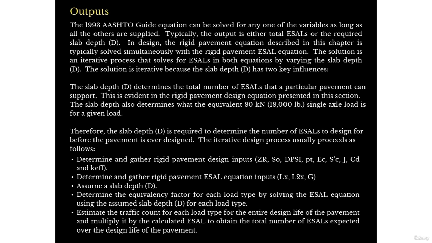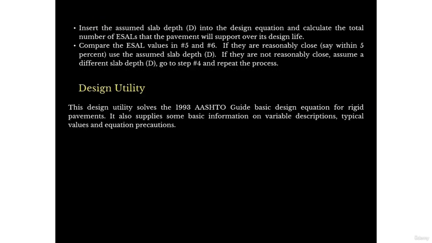You determine the equivalency factor for each load type by solving the ESAL equation using the assumed slab depth D. Then you estimate the traffic count for each load type for the entire design life and multiply by the calculated ESAL to obtain the total number of ESALs expected over the design life of the pavement. Then you insert the assumed slab depth into the design equation and calculate the total number of ESALs that the pavement will support over the design life.